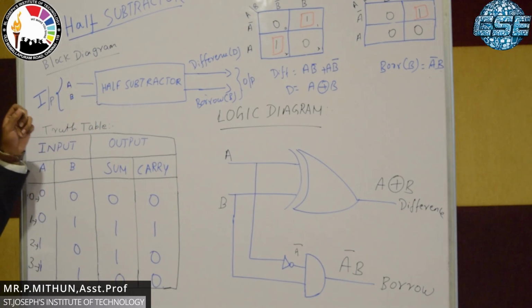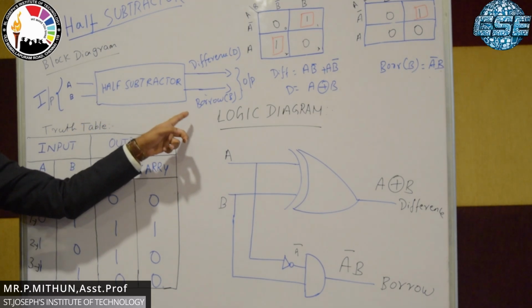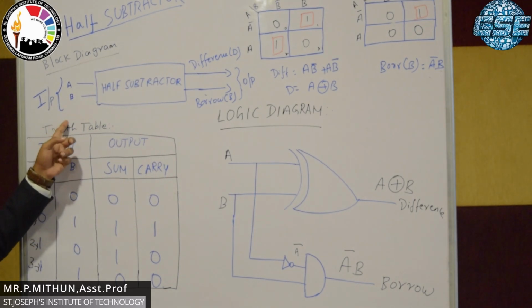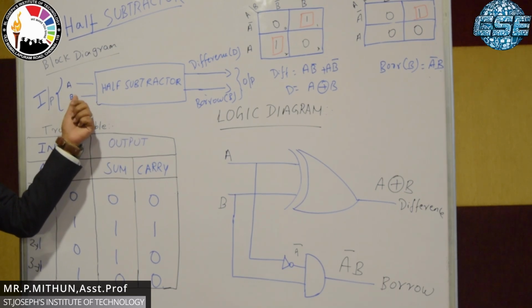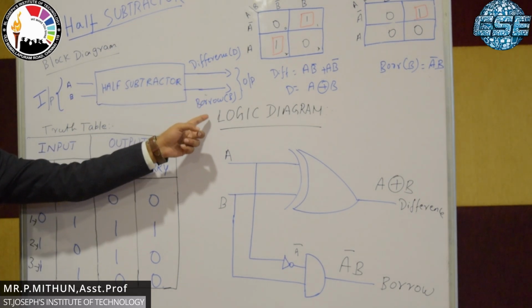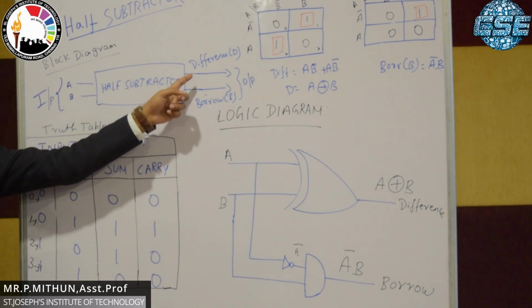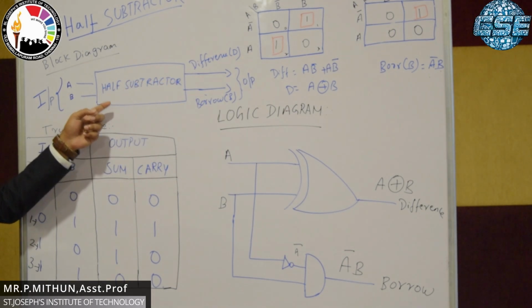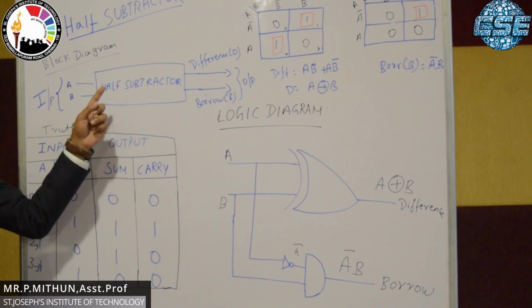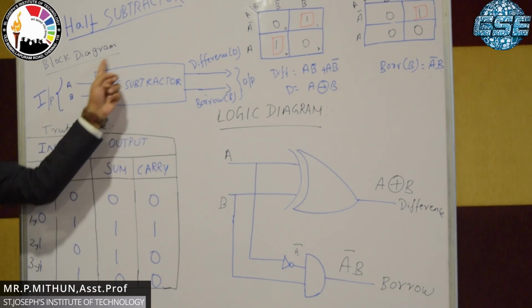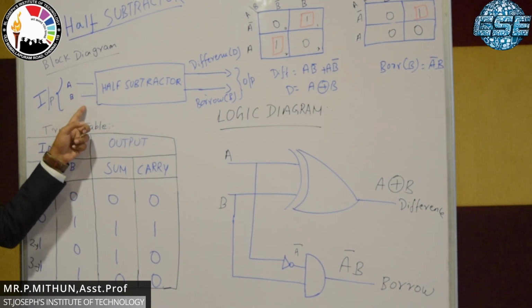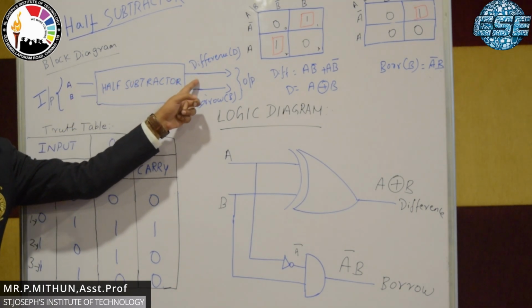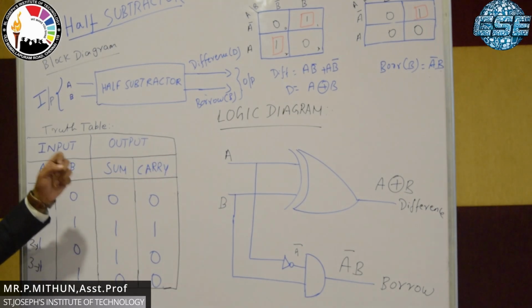And another one, the definition of the half subtractor. A half subtractor is a combinational circuit that subtracts two bits and produces the difference and borrow. This is the half subtractor definition. Once again I tell, a half subtractor is a combinational circuit that subtracts two bits and produces the difference and one borrow.